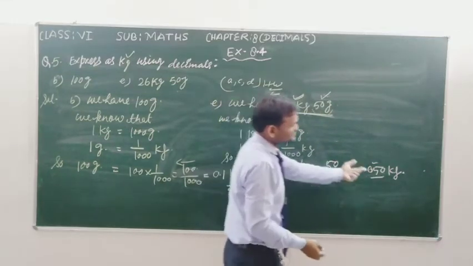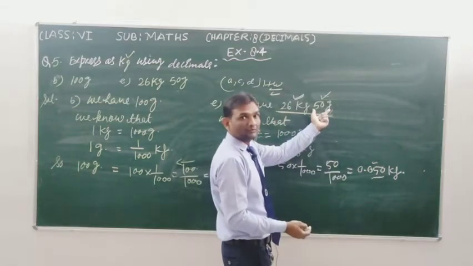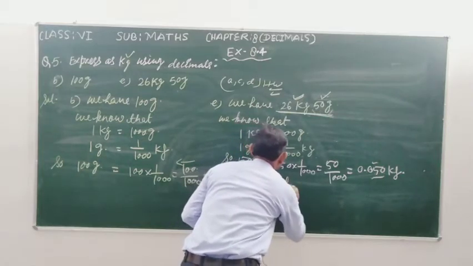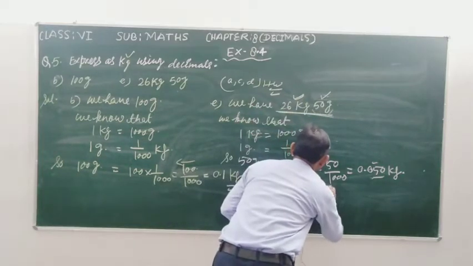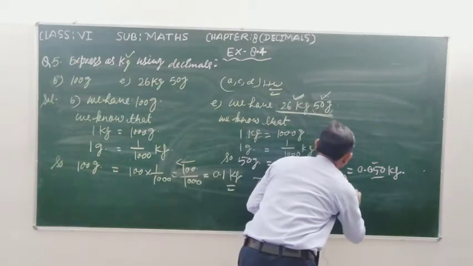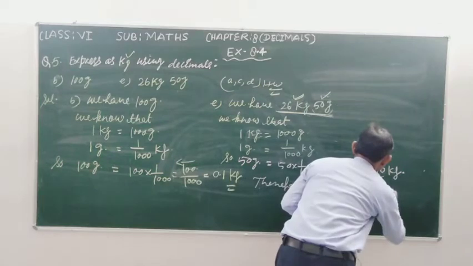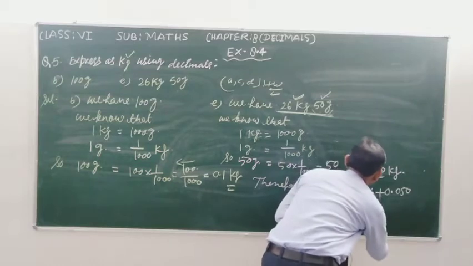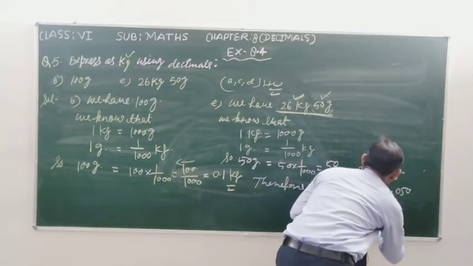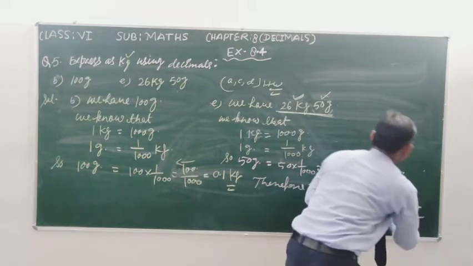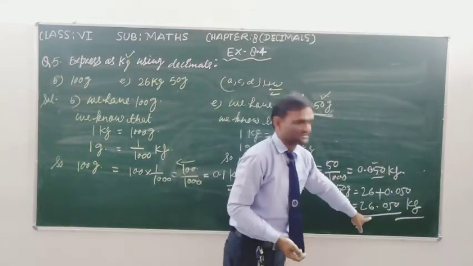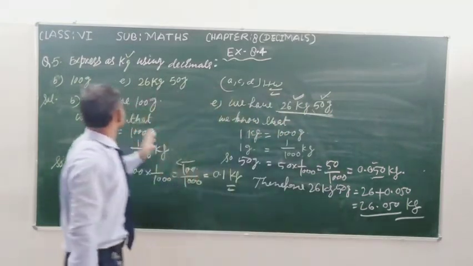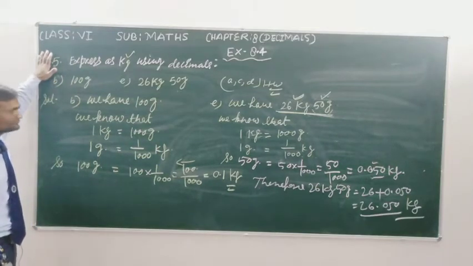Now add this value and this value because this value is equal to this value. So you will add this value and this value. Therefore 26 kg and 50 gram is equal to 26 plus 0.050 is equal to 26.050 kg. It means both values you have changed in kg. So I hope student you have understood the question number 5.